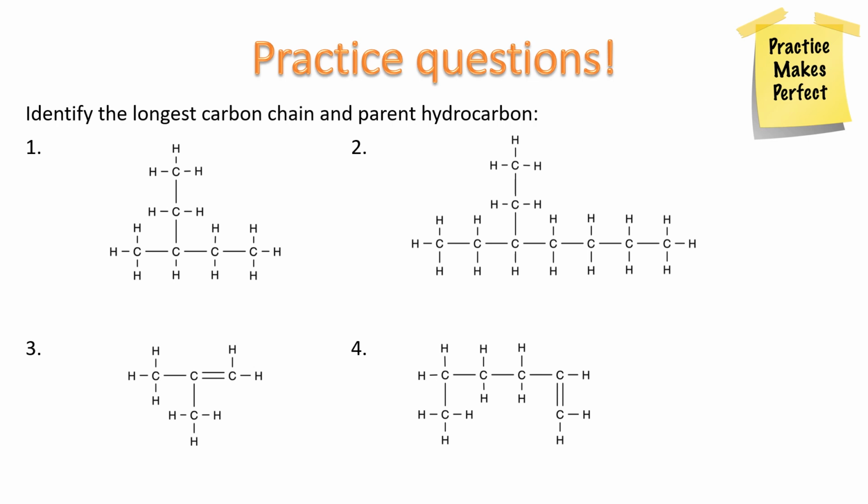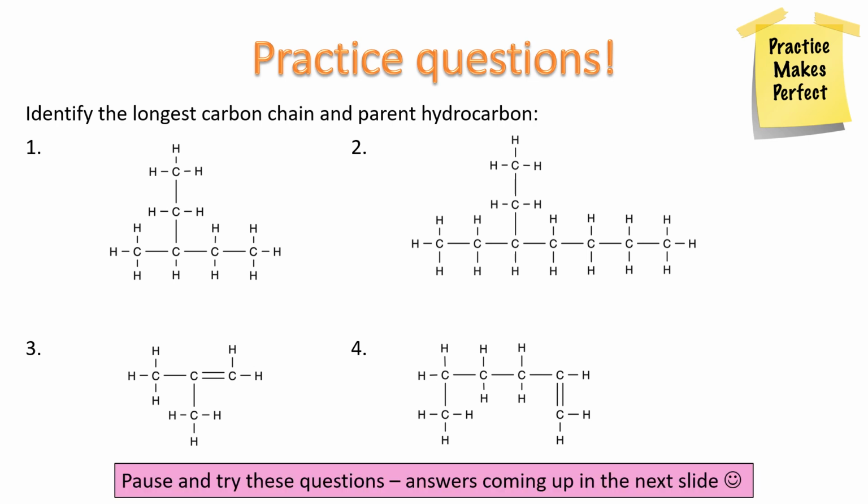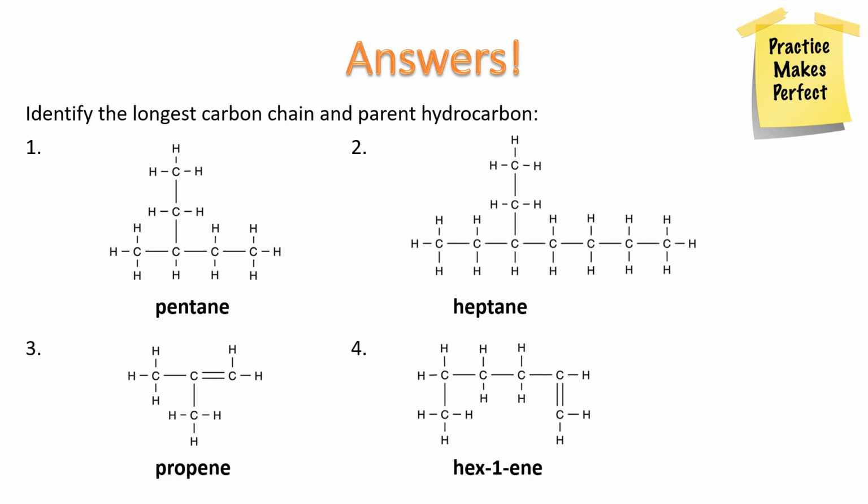Okay, so we've got a couple of practice questions. For each of these, I would like you to identify and name the longest carbon chain and parent hydrocarbon. So if you pause here, the answers are coming up in the next slide. So here are our answers. Number 1 is pentane, number 2 is heptane, number 3 is propene, and number 4 is hex-1-ene. Now I'll just show you here the highlighted longest carbon chains in each.